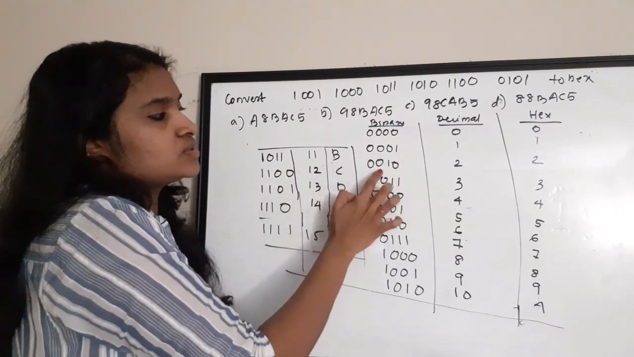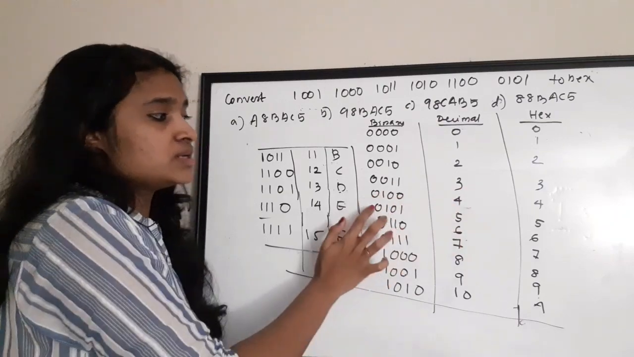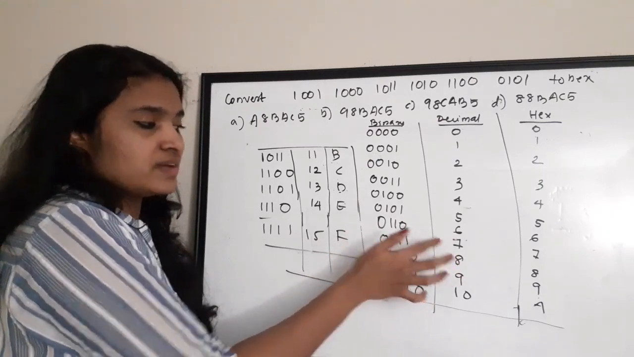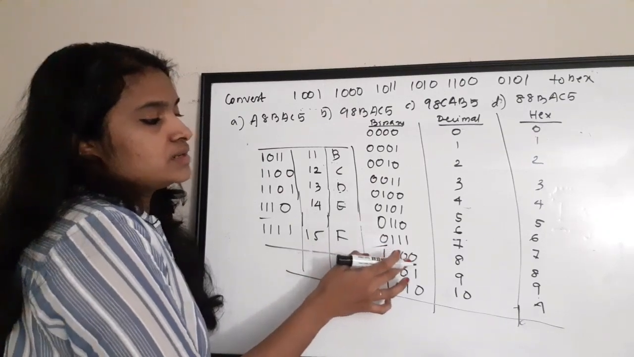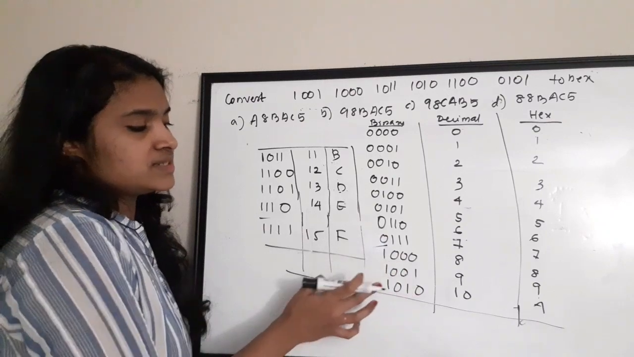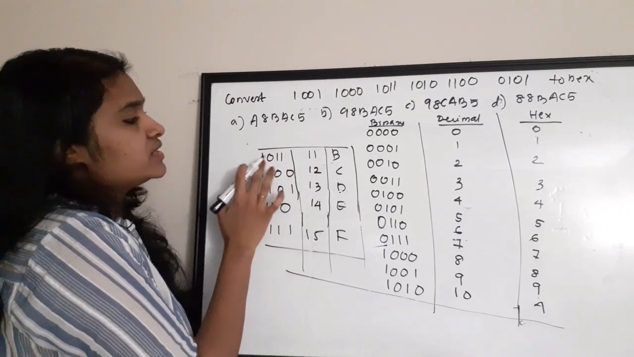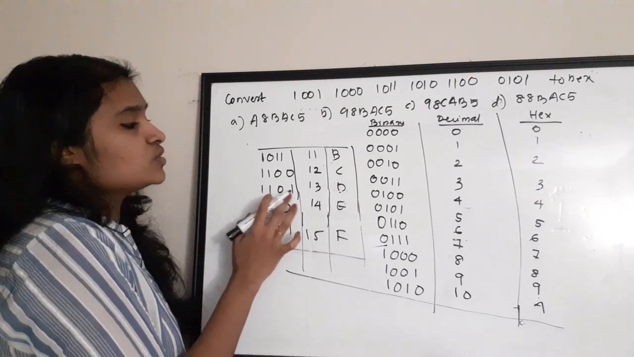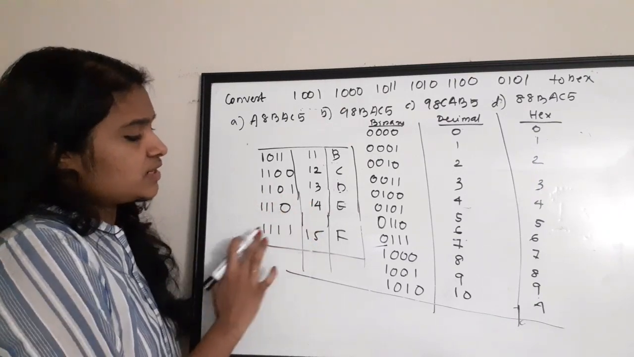And also for 0, 0, 1, 0, it is 2; 0, 0, 1, 1, it is 3; 0, 1, 0, 0, it is 4; 0, 1, 0, 1, it is 5; 0, 1, 1, 0, it is 6; 0, 1, 1, 1, it is 7. Then after 7, 1, 0, 0, 0 it is 8; 1, 0, 0, 1 it is 9; 1, 0, 1, 0 it is 10; 1, 0, 1, 1 it is 11; 1, 1, 0, 0 it is 12; 1, 1, 0, 1 is 13; 1, 1, 1, 0 is 14; and all ones, 1, 1, 1, 1, is 15.